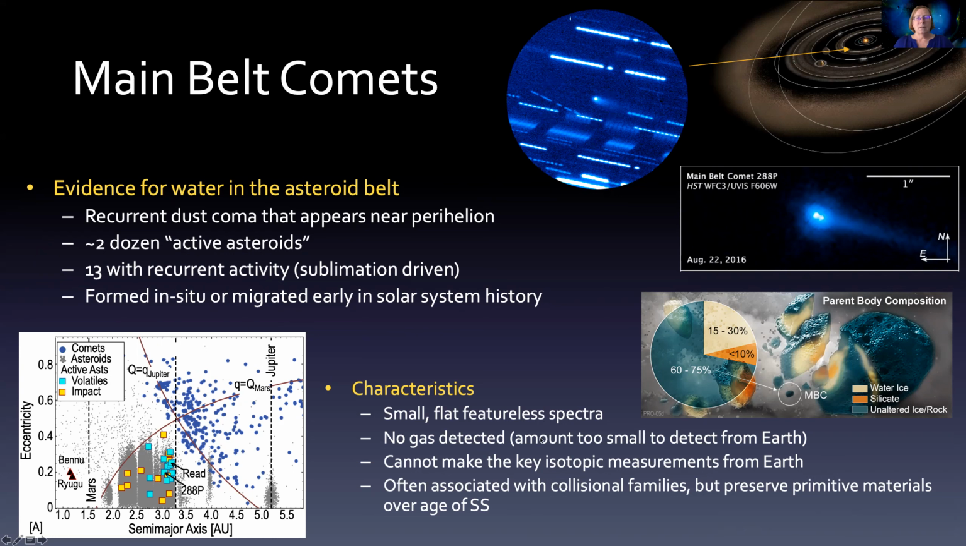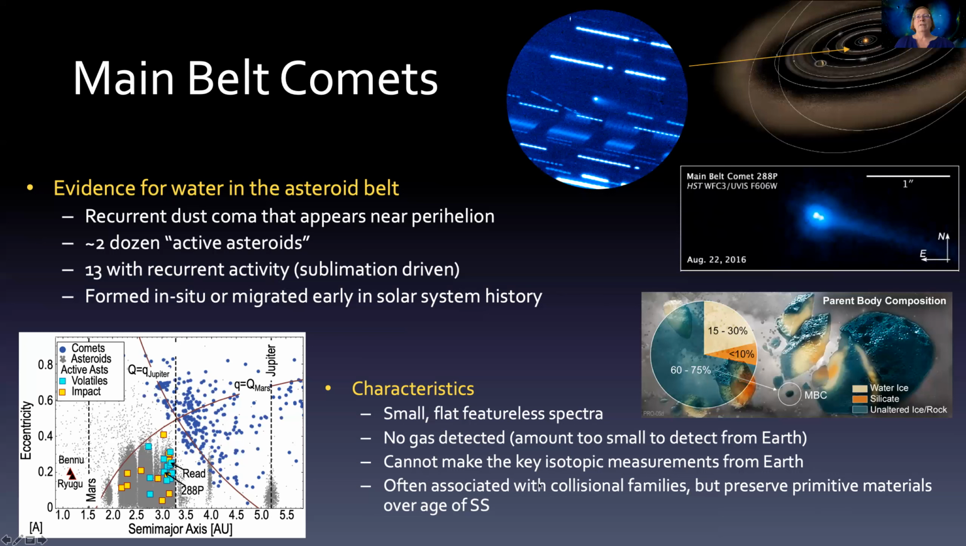However, at the distances they are at from the sun and the amount of dust that we see around them, the amount of gas that you would need to lift the dust is so small that it's below the detection thresholds for even the largest telescopes on Earth. So given that we want to do isotopic measurements, which would require high resolution spectroscopy from Earth, if we can't even detect the gas at all, we cannot do this experiment from the ground.